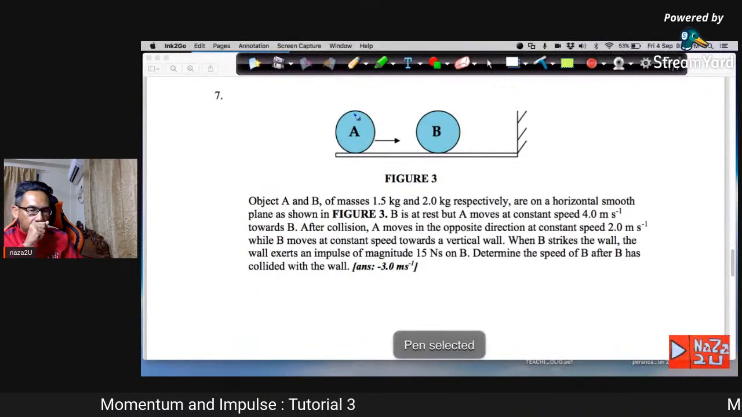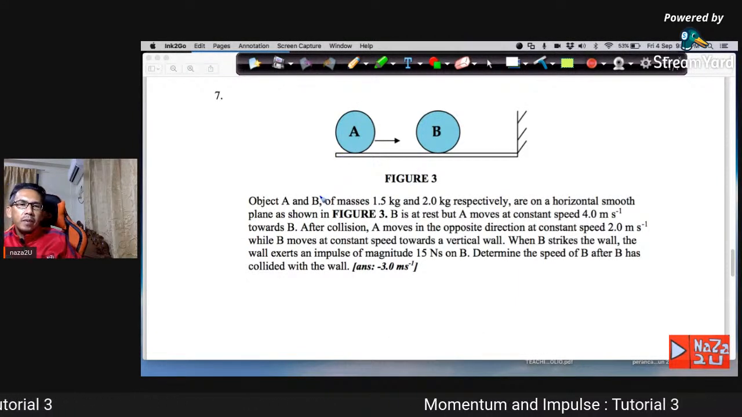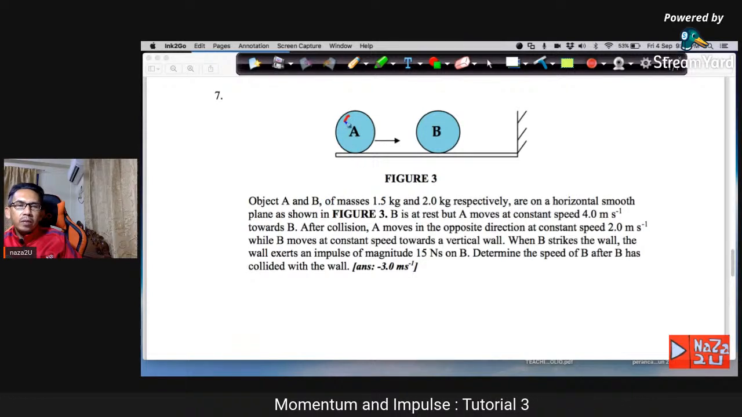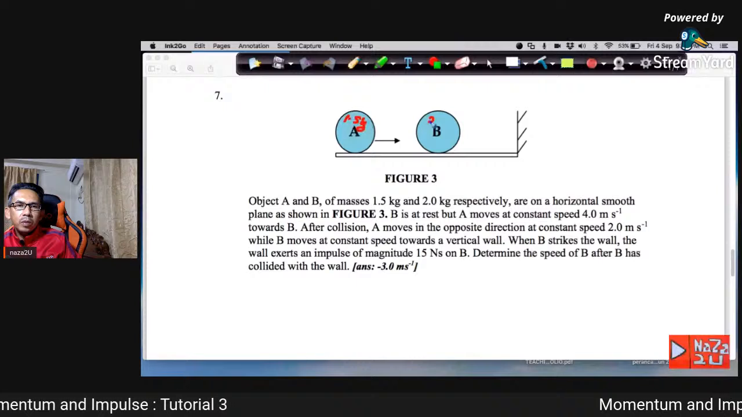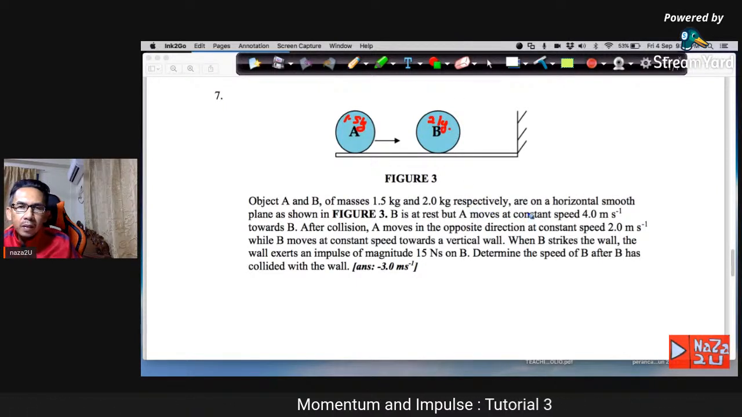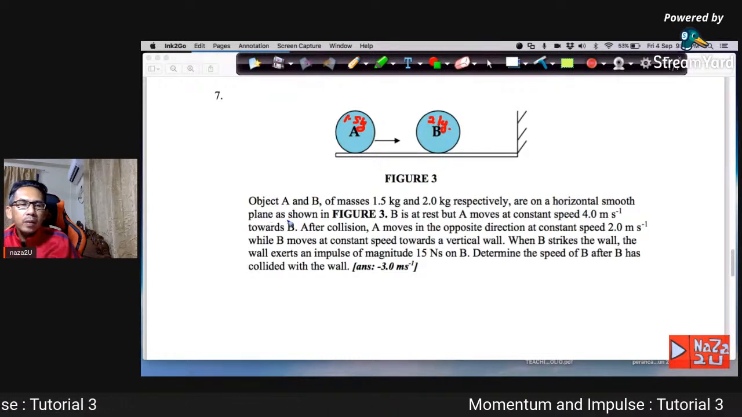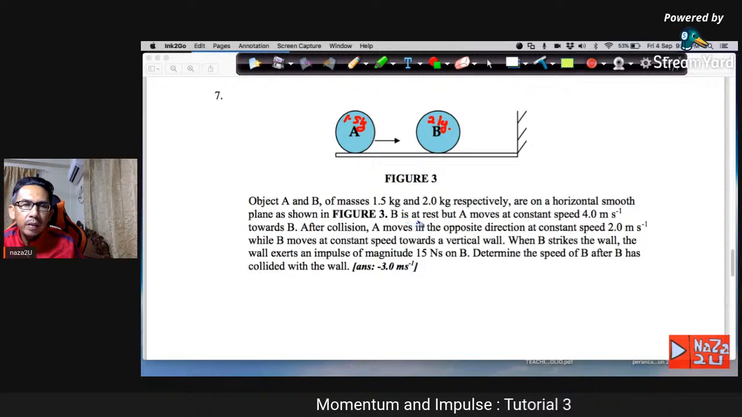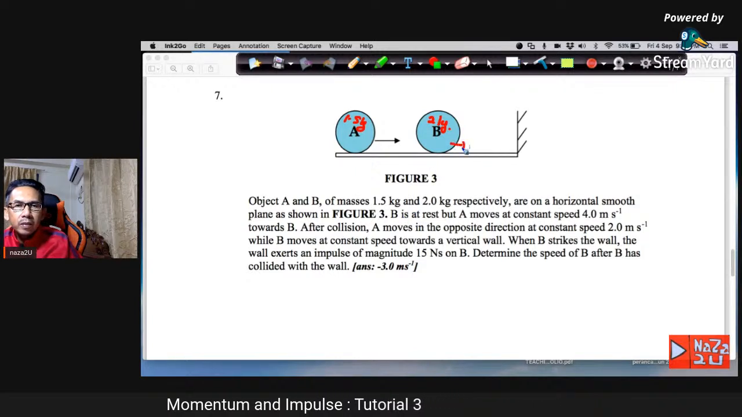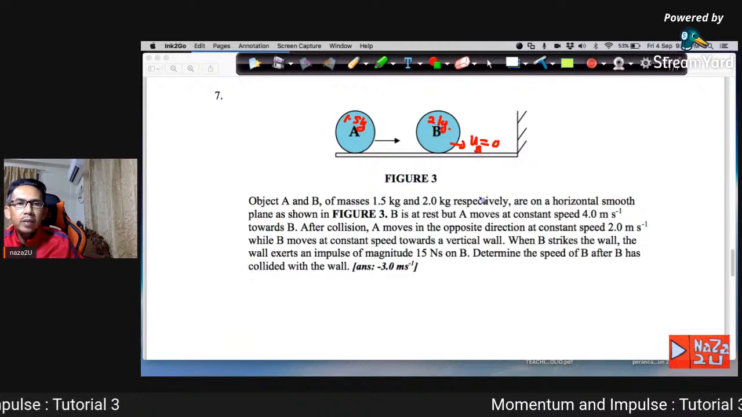Objects A and B have masses of 1.5 kilograms and 2 kilograms respectively, on a horizontal surface, as you can see in the small figure 3. B is at rest, meaning the initial velocity U is equal to 0 for B because it is stationary.